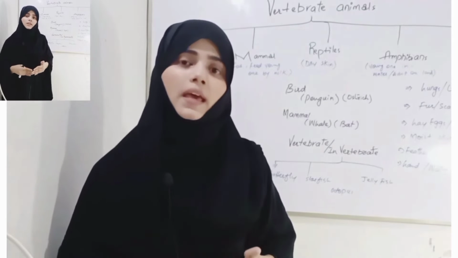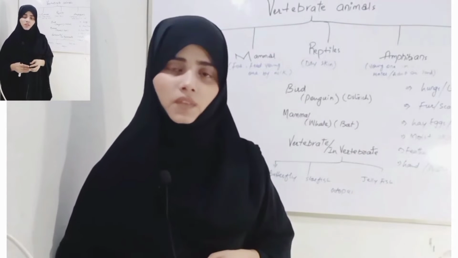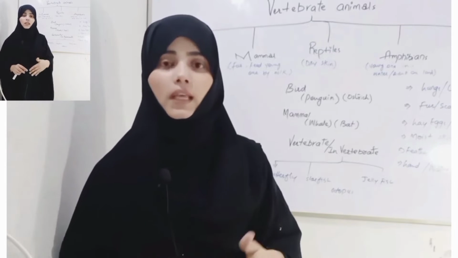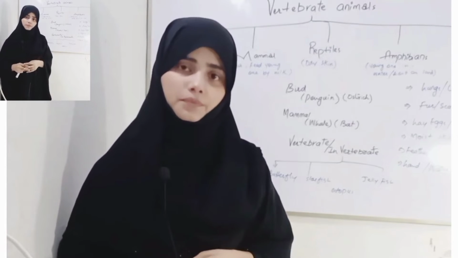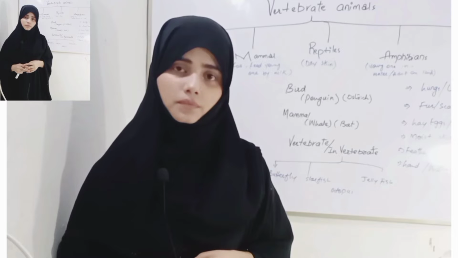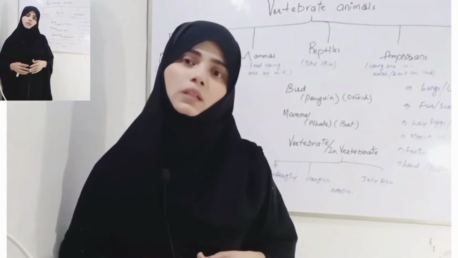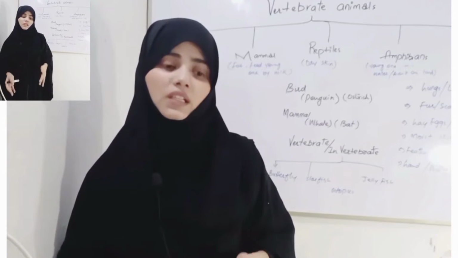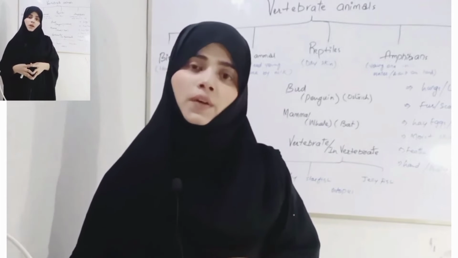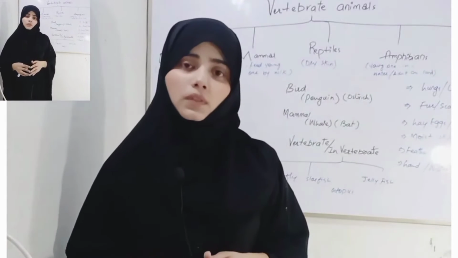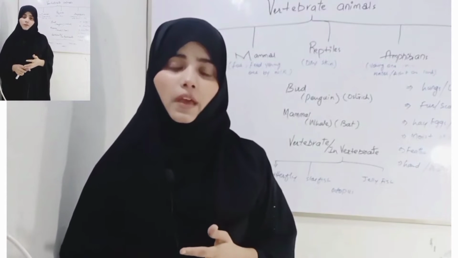They lay their eggs in the water. This is the number 3 character of amphibians. And amphibians hibernate in different seasons. They live on the ground. So these are the characteristics of amphibians.